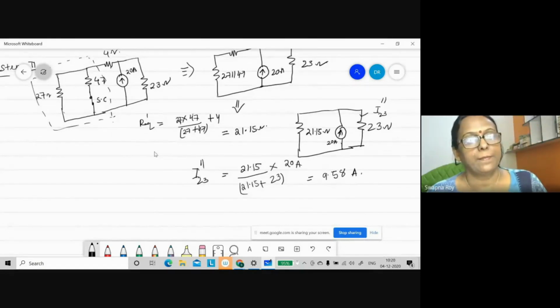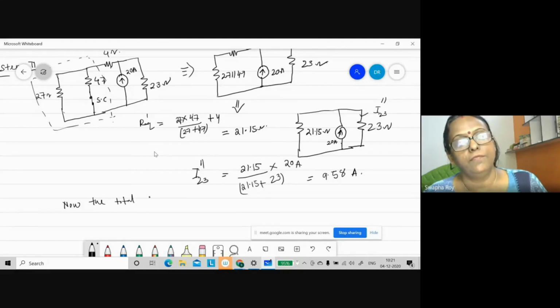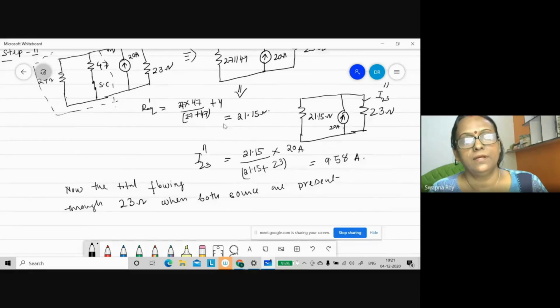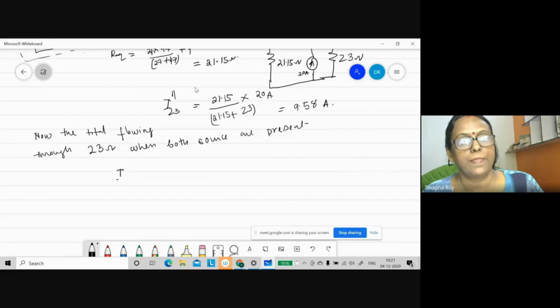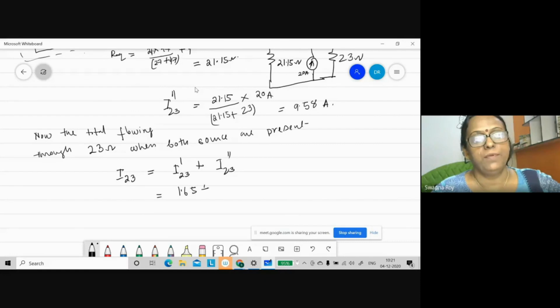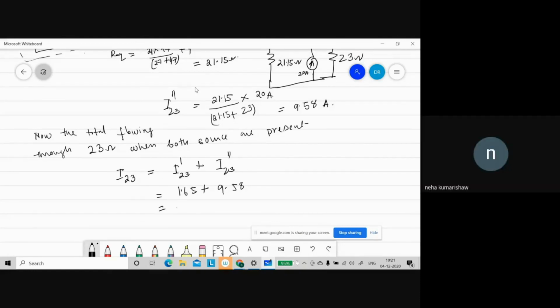So now the total current flowing through the 23 ohms resistor when both sources are present is the algebraic sum, right? So this current is equal to I23 single dash plus I23 double dash. Previously this current was 1.65, so 1.65 plus 9.58 is equal to 11.23 ampere.